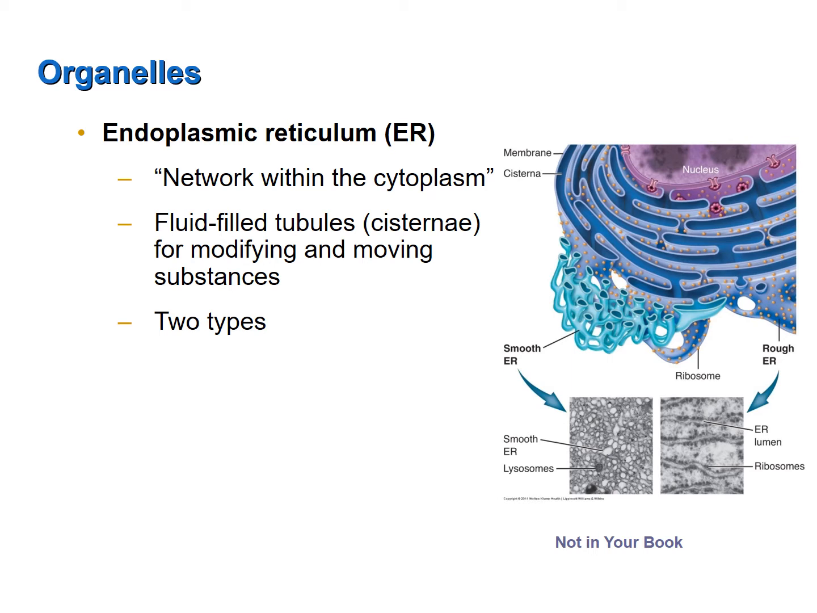There are two types of endoplasmic reticulum. There's the rough endoplasmic reticulum that is studded with ribosomes, and the smooth endoplasmic reticulum that has no ribosomes and whose cisternae are more tubular in shape compared to the rough ER, where the cisternae look more like flattened tubules.